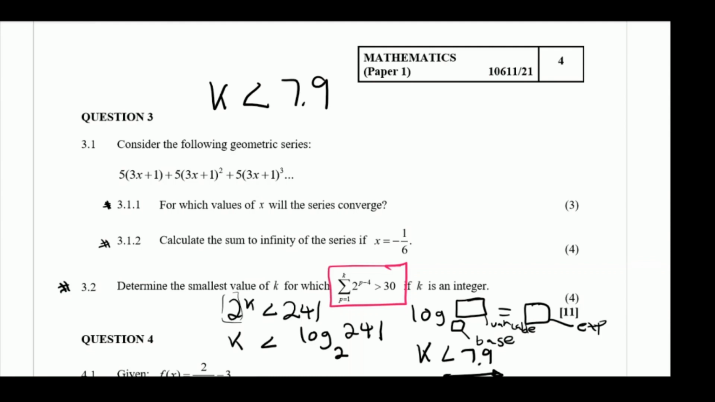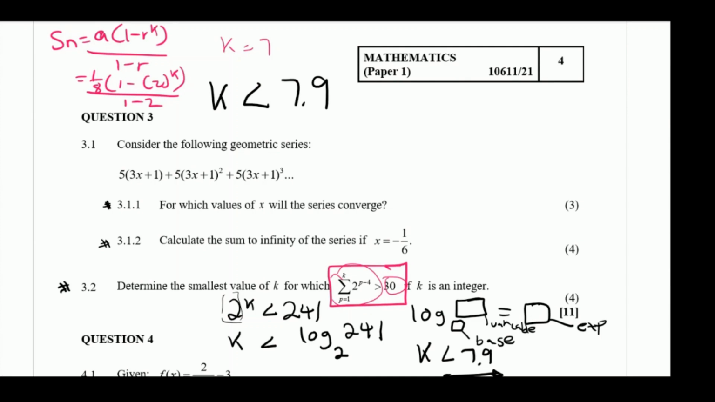So for you to conclude from here, you can test in your sum formula. You can test for k greater than 7.9, for example, you can say k is equal to 7 and see if it's going to give you a sum that is greater than 30. So what do I mean? You have your sum formula, which is equal to a into 1 minus r to the power k over 1 minus r, and we said this is 1 over 8 into 1 minus 2 to the power of k over 1 minus 2. So you can test it in this formula here. Put your value of k here, maybe 7, and see if it's going to give you a value that is greater than 30, which is what's required basically.